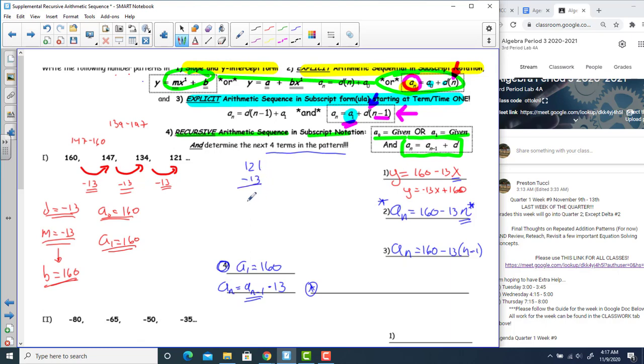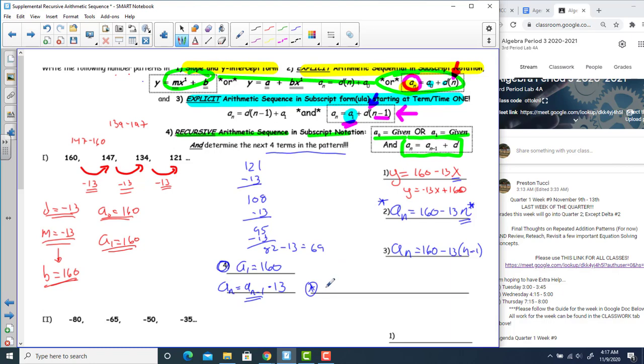And when you subtract 13 from 121, you get 108, I believe. That seems right. And if you subtract 13 again, I believe you get 95. And if you subtract 13 again, I believe you get 82. And if you subtract 13 again, I believe you get 69. I think I did that correctly.